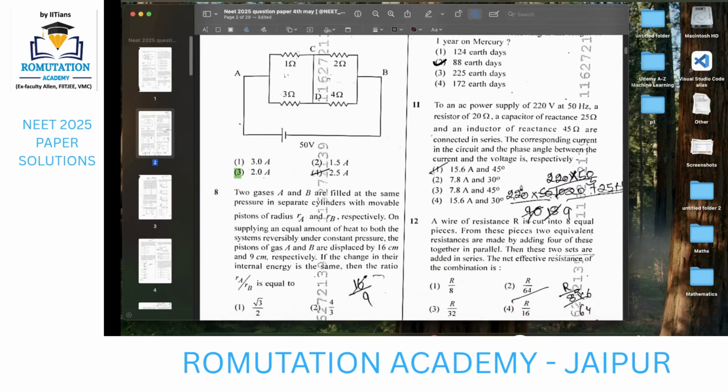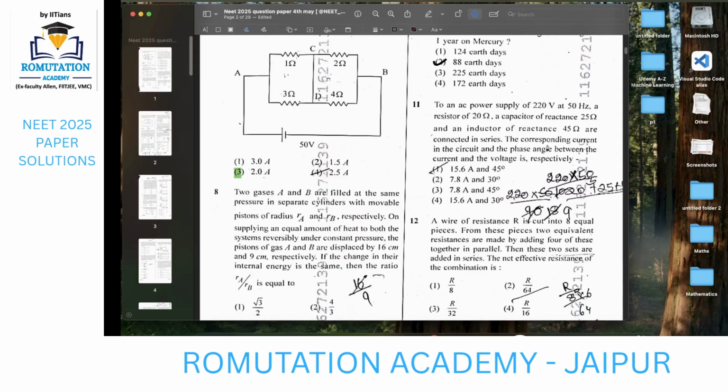So let's get started with the second one. That is, to an AC power supply of 220 volt at 50 hertz, a resistor of 20 ohm, reactance of capacitor given as 25, and the inductor's reactance also given as 45, are connected in series. The corresponding current in the circuit and the phase angle between the current and the voltage is, right?